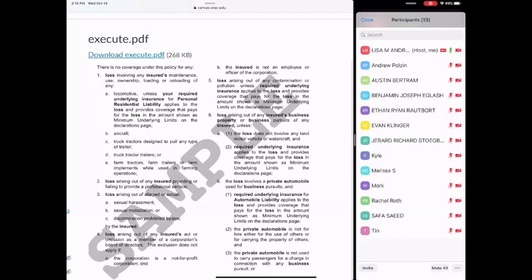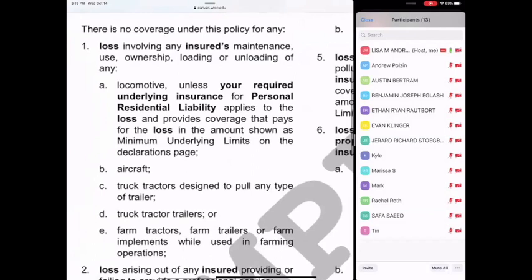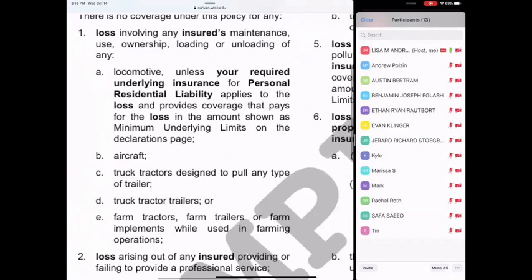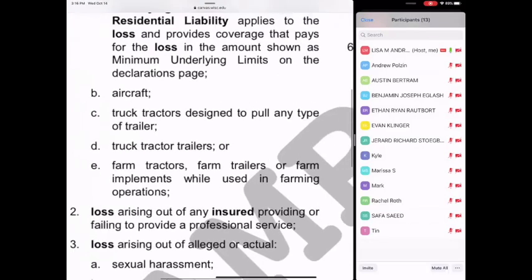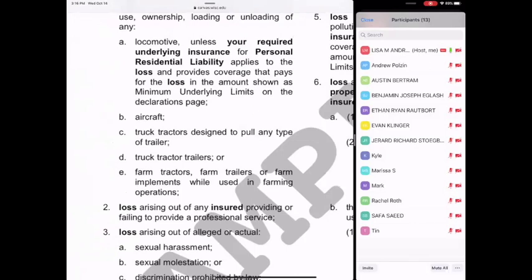The minute we start adding in, how about just this first one? The loss involving any insured's maintenance, use, ownership, loading, or unloading of any farm tractors. I mean, if you're a farmer, you better get your own policy for your farm to cover your risk, because I don't want my own personal liability umbrella policy, which covers my pathetically small liability exposures in my little life, to be affected price-wise by a farmer. If I'm going to be put in the same pool with people that are farming, my premium is going to skyrocket. So that guy better get his own coverage, is what I say as a client.